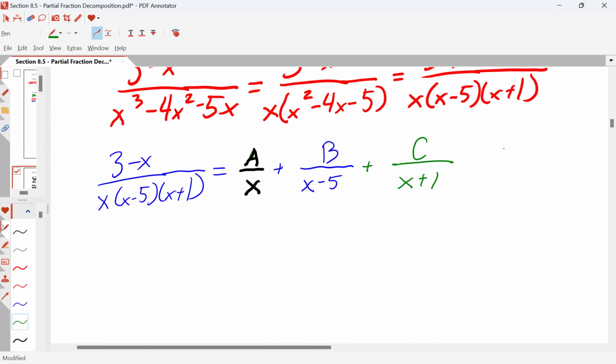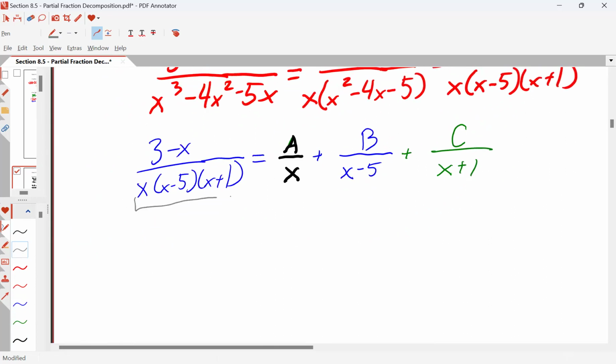I now have two fractions that are equal. And so I can multiply both sides by this common denominator. And when I do that, this is going to clear away all the fractions. When I multiply this left-hand side by x times (x minus 5) times (x plus 1), the whole denominator goes away, and I get 3 minus x.